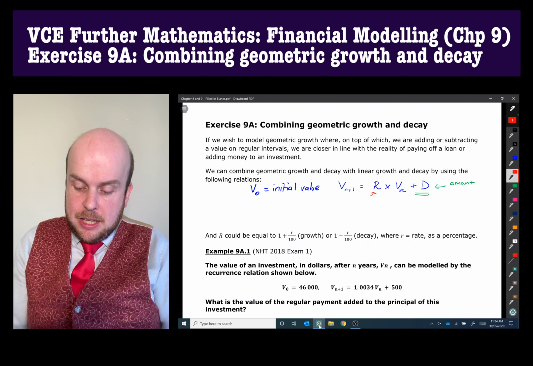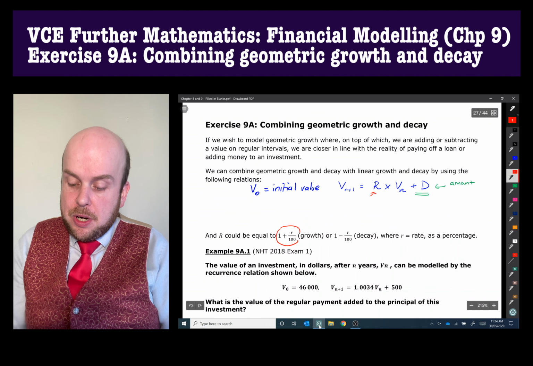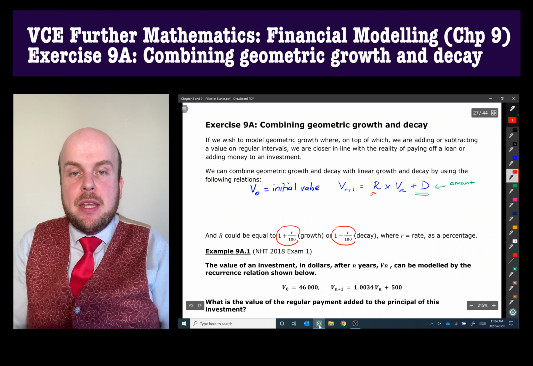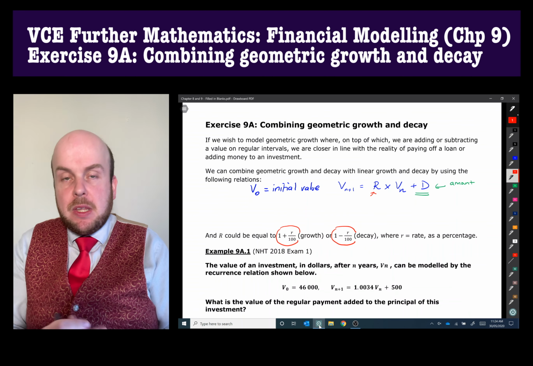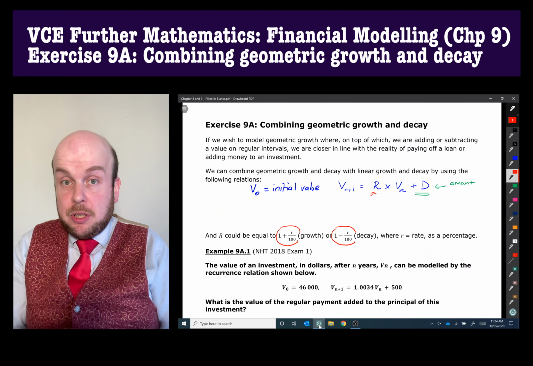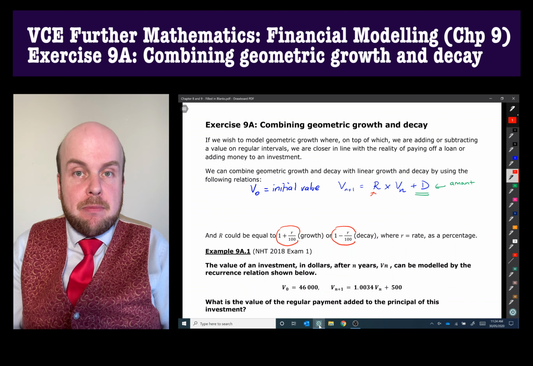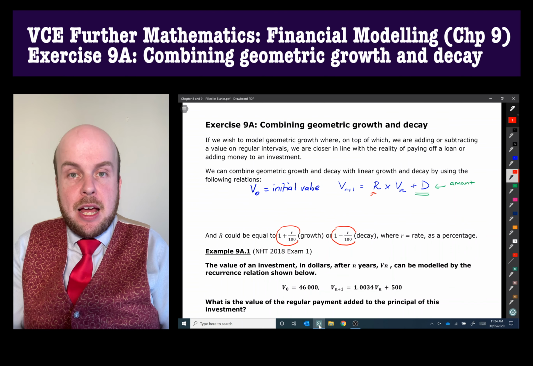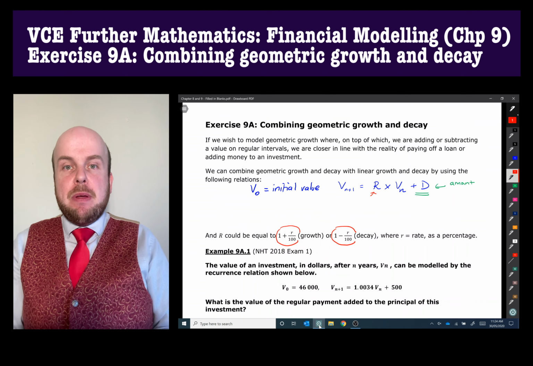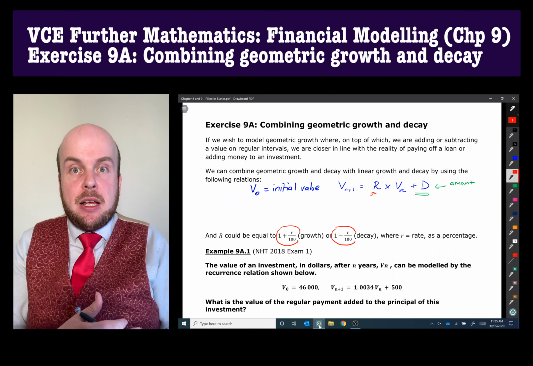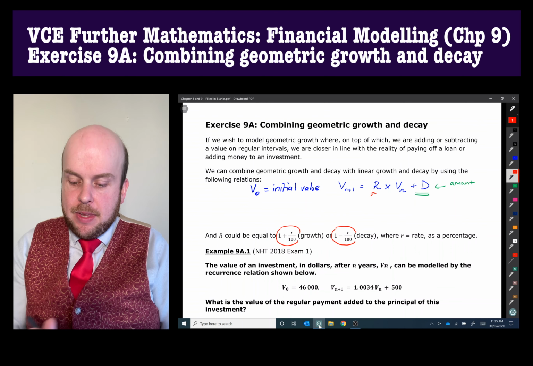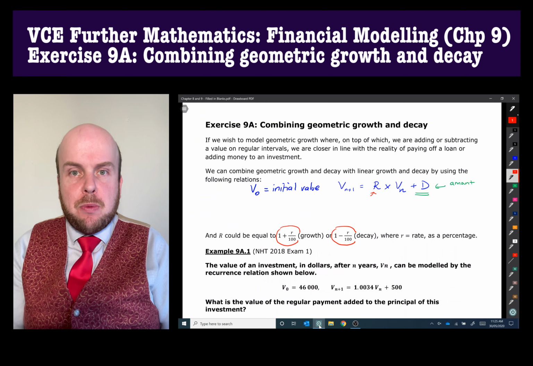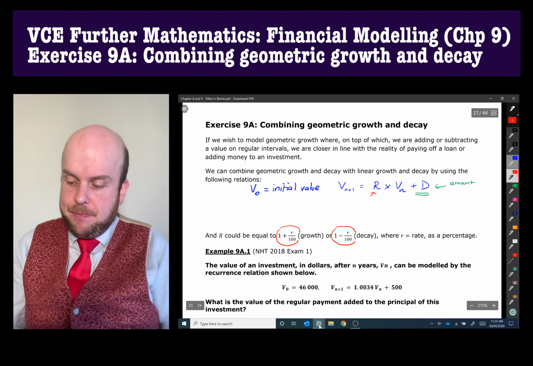So we could either have some growth, as we indicate here, or it could be decay. If we're putting in an investment, then it's going to be growth. Or alternatively, if we have borrowed some money, we'd more than likely be having a growth situation. Decay would be more if it was something that was reducing in value over time. For the most part, we tend to use the 1 plus R over 100.